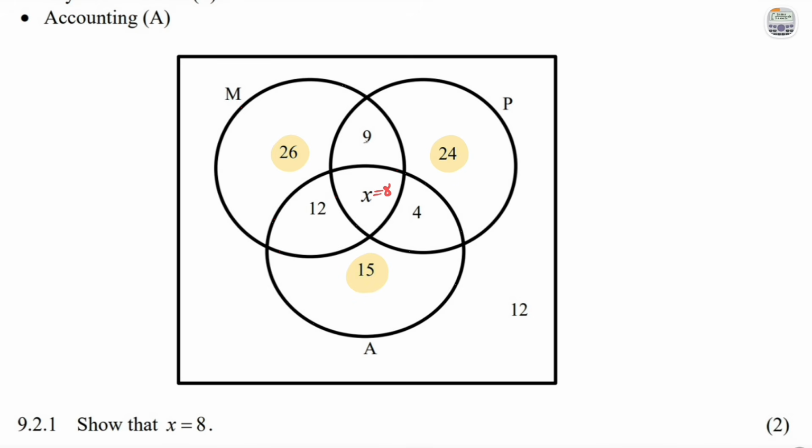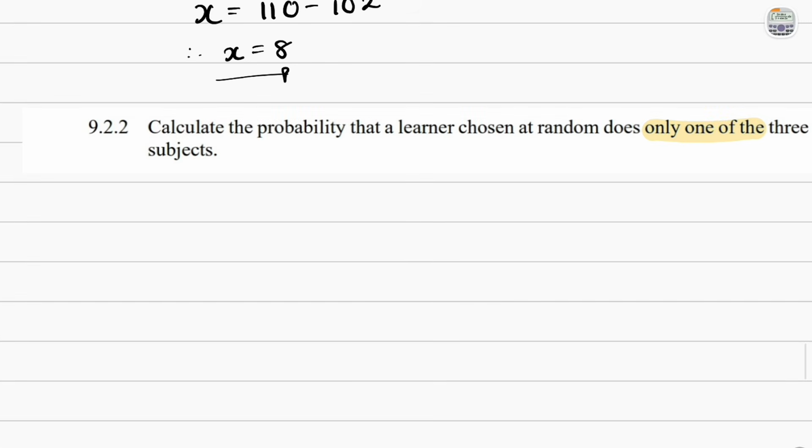When you start looking at the intersections, 9 is the intersection of mathematics and physics, but not accounting. So this means that these 9 learners jointly do mathematics and physics. Okay, they do mathematics and physics. So they do 2 subjects. We're looking for learners who do only one subject. So that will be 26 plus 24 plus 15. But remember, it needs to be the probability.